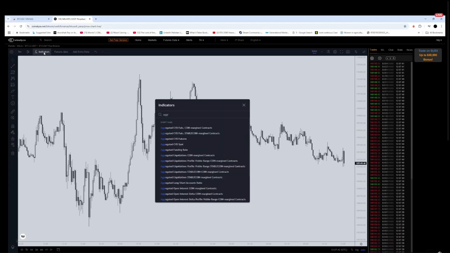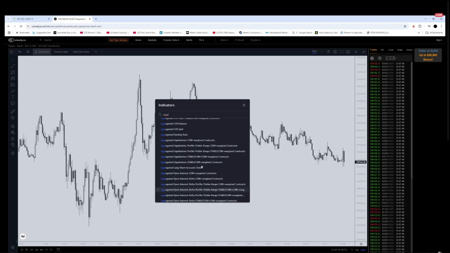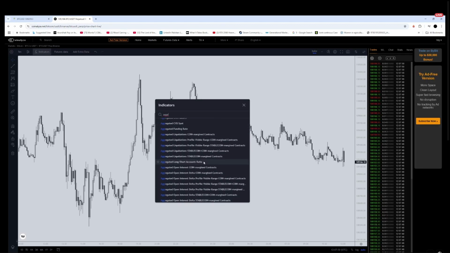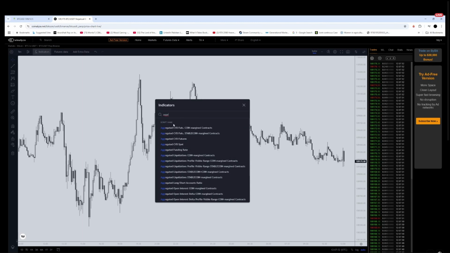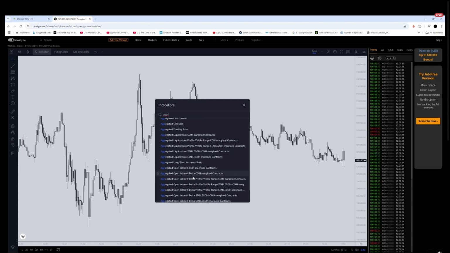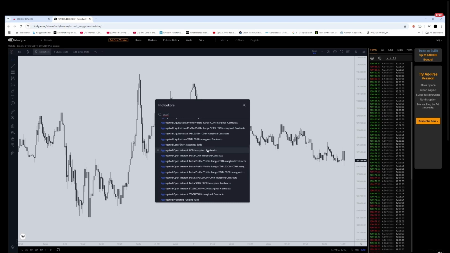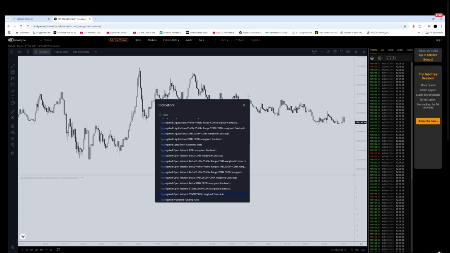I'll type and go looking for where is the open interest? It's been a long time since I've looked at where the open interest went. Am I missing something? Aggregated open interest. Yeah, sorry. I aggregated and you go with the stablecoin, right?